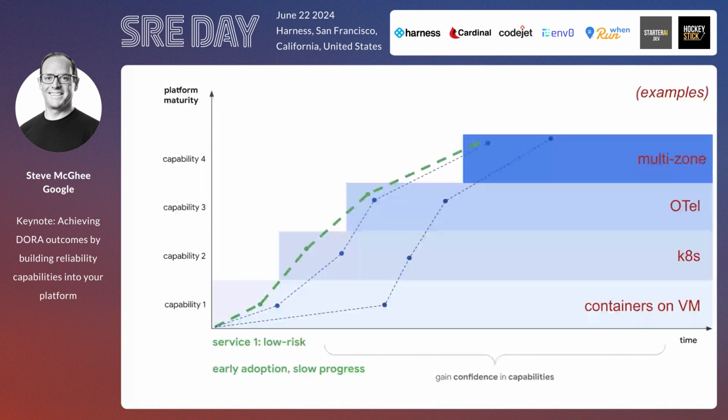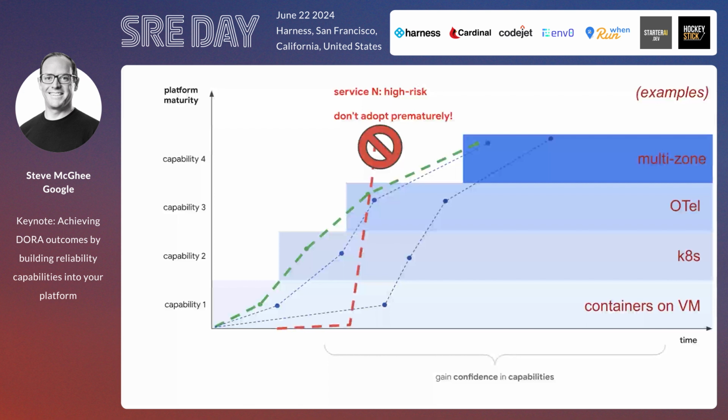Start with the low risk ones, please. I was at a place where we built this and then we put the billing service on it right away and it all fell over. It was really bad. Don't do that. Do not put the important one on first. That's the example you don't follow.